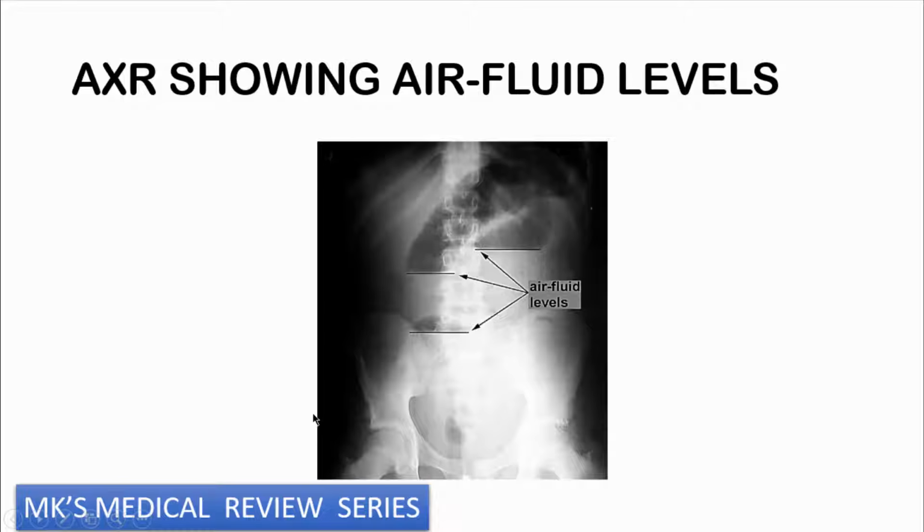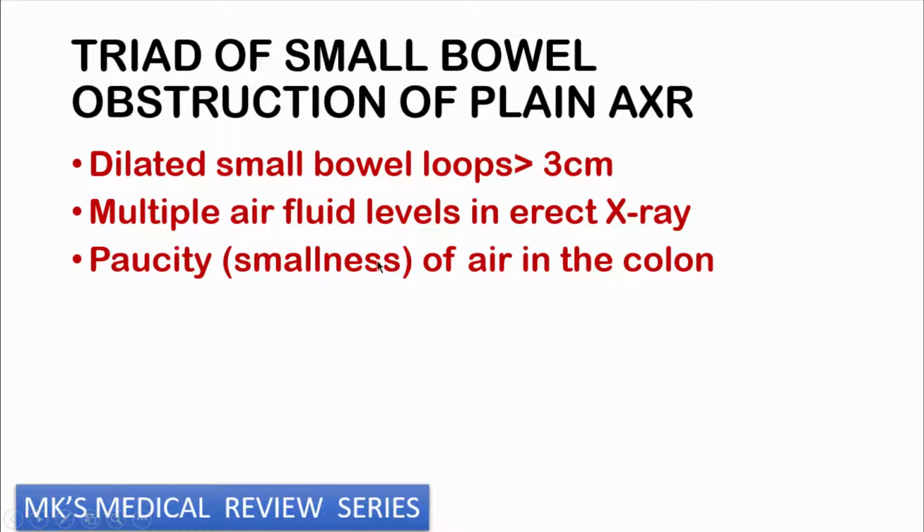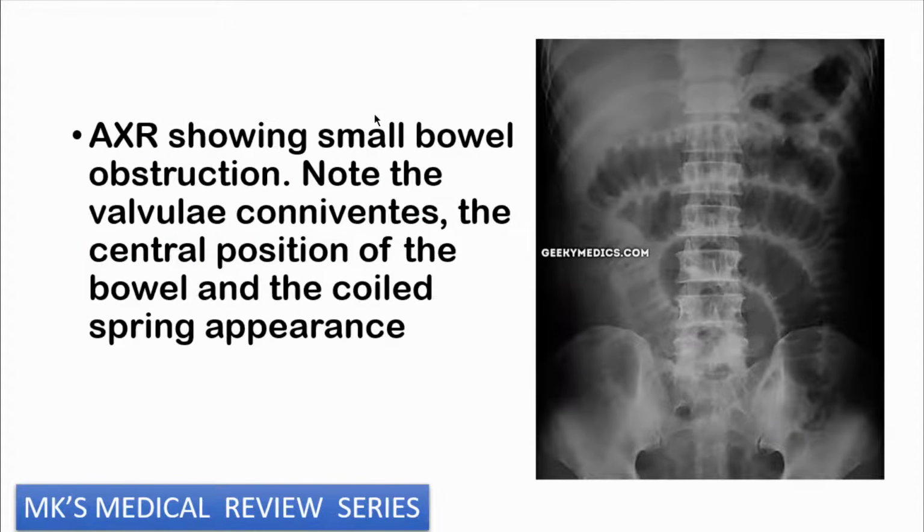So here is an air fluid level. As we can see, what I've labeled here as the lines are the air fluid levels. So the triad that you get in small bowel obstruction on plain x-ray: you get this dilated small bowel that's greater than 3 centimeters, you get multiple air fluid levels, and then of course you get paucity of air in the colon. So the colon won't have so much air in it. Remember also that the small bowel is often invisible on the x-ray. So if it becomes much more visible because there is accumulation of something, then you should suspect that there is some obstruction.